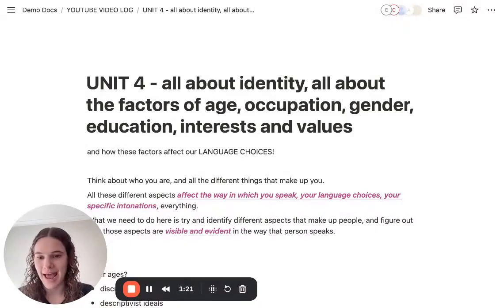So today we're going to be talking about age, so how old you are, your occupation, so your job, your gender, and through gender we're thinking about gender identity, so whether you identify as a woman or girl, boy or man, or non-binary or something else. Your education status, so how educated you are, whether you've completed high school, completed uni, only completed primary school, something like that.